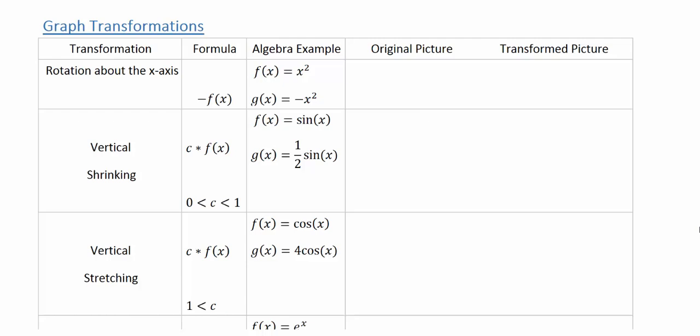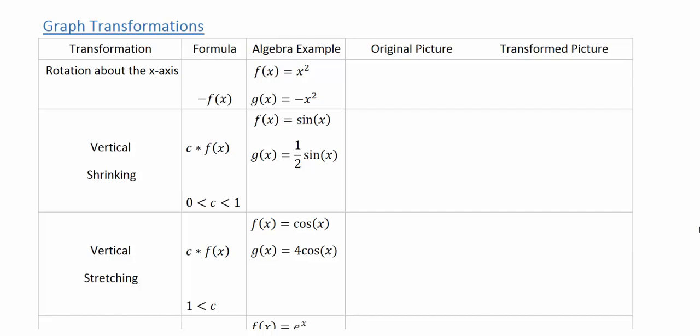Graph transformations. Another way that we can get new functions from old functions is by putting some mathematical operations onto a function which impacts the way it looks and behaves in a graph. So we're going to look at the different things we can do and what sort of impact it has on our function. So the first transformation that we're going to consider is rotation about the x-axis.